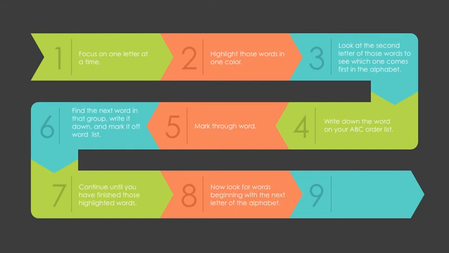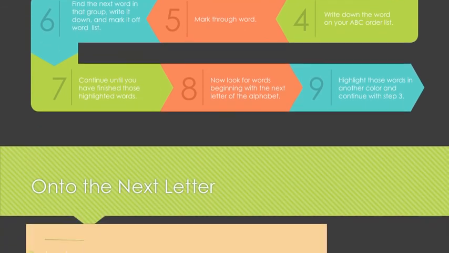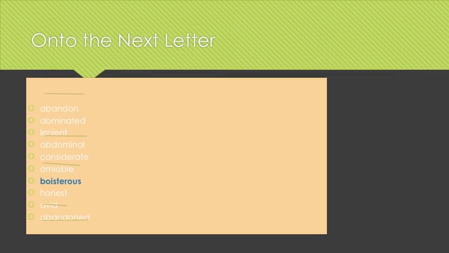Now we go to the next letter of the alphabet looking for all words that begin with that letter. Letter B is the next letter of the alphabet, so we would look on our word list to see if we had any words that began with B. We would highlight all of those, then we would look at the second letter in those words and continue on. On to the next letter, boisterous. Well, we only had 1 word that began with B, so that makes our list easy.